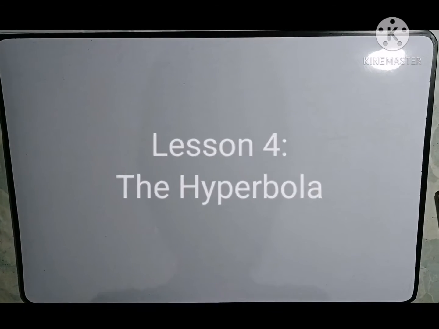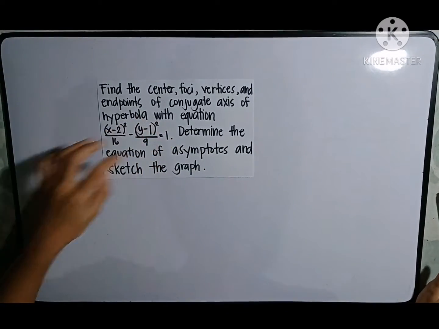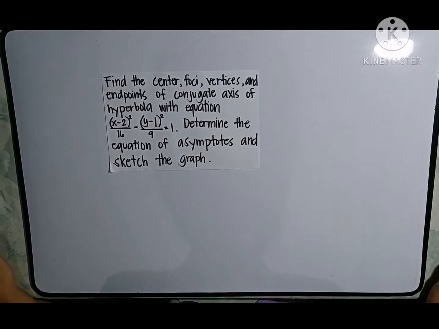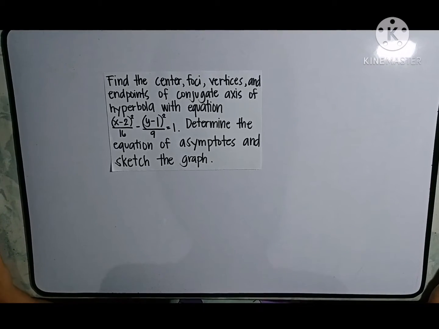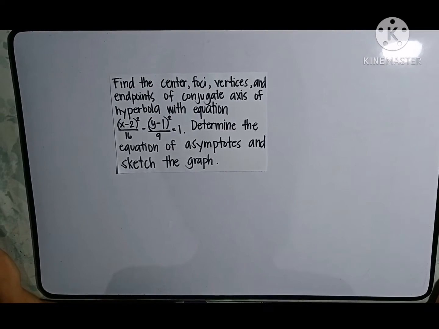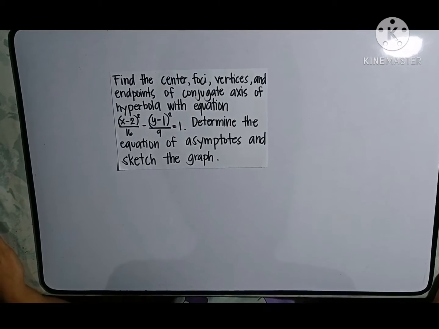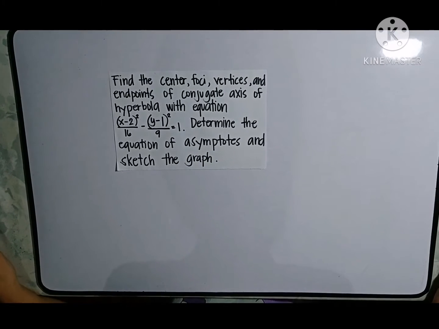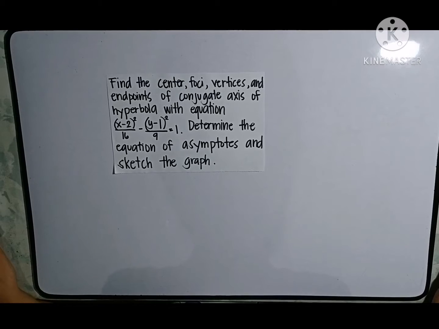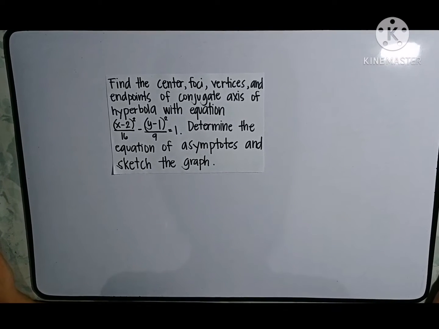Lesson 4, the hyperbola. Hyperbola is the fourth kind of conic section. Find the center, foci, vertices, and endpoints of conjugate axis of hyperbola with equation (x minus 2) quantity squared over 16 minus (y minus 1) quantity squared over 9 is equal to 1. Determine the equation of asymptotes and sketch the graph.